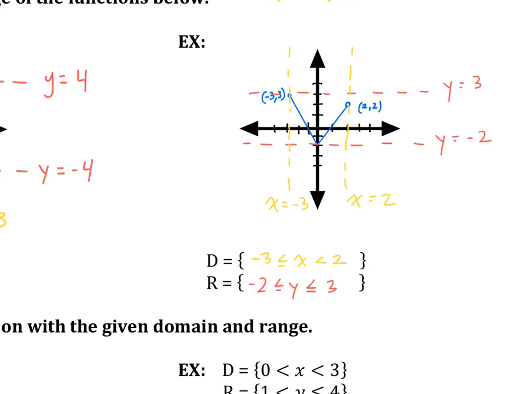Did you get what I got? If you see, I've got my vertical walls at x equals -3 and x equals 2. And so my domain is going to be -3 is less than or equal to x because we have a closed circle there, but less than 2 because we have an open circle at that point in the graph. Our range is going to be inclusive for both of those inequalities. Our floor here is y equals -2. Our ceiling is y equals 3, and y can equal both of those.